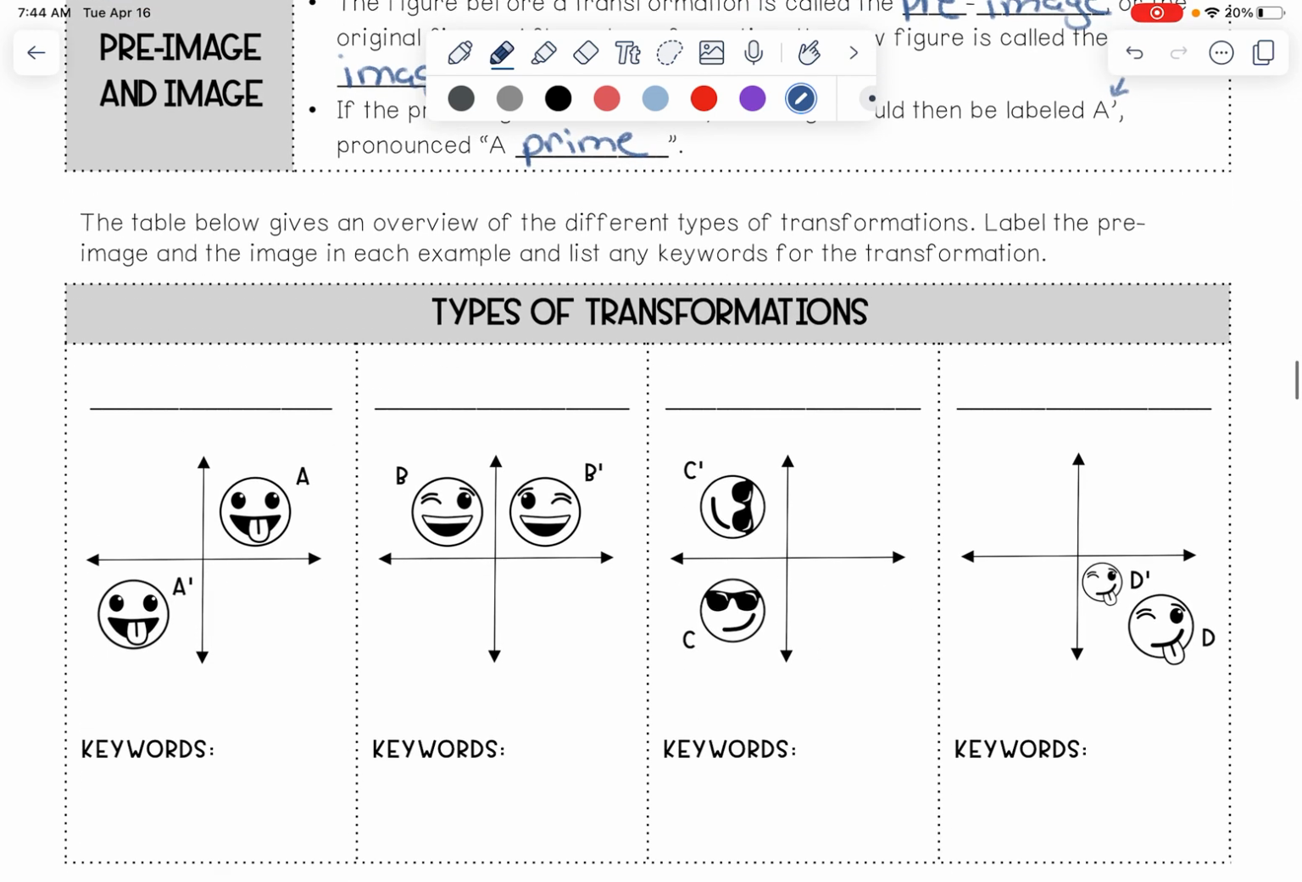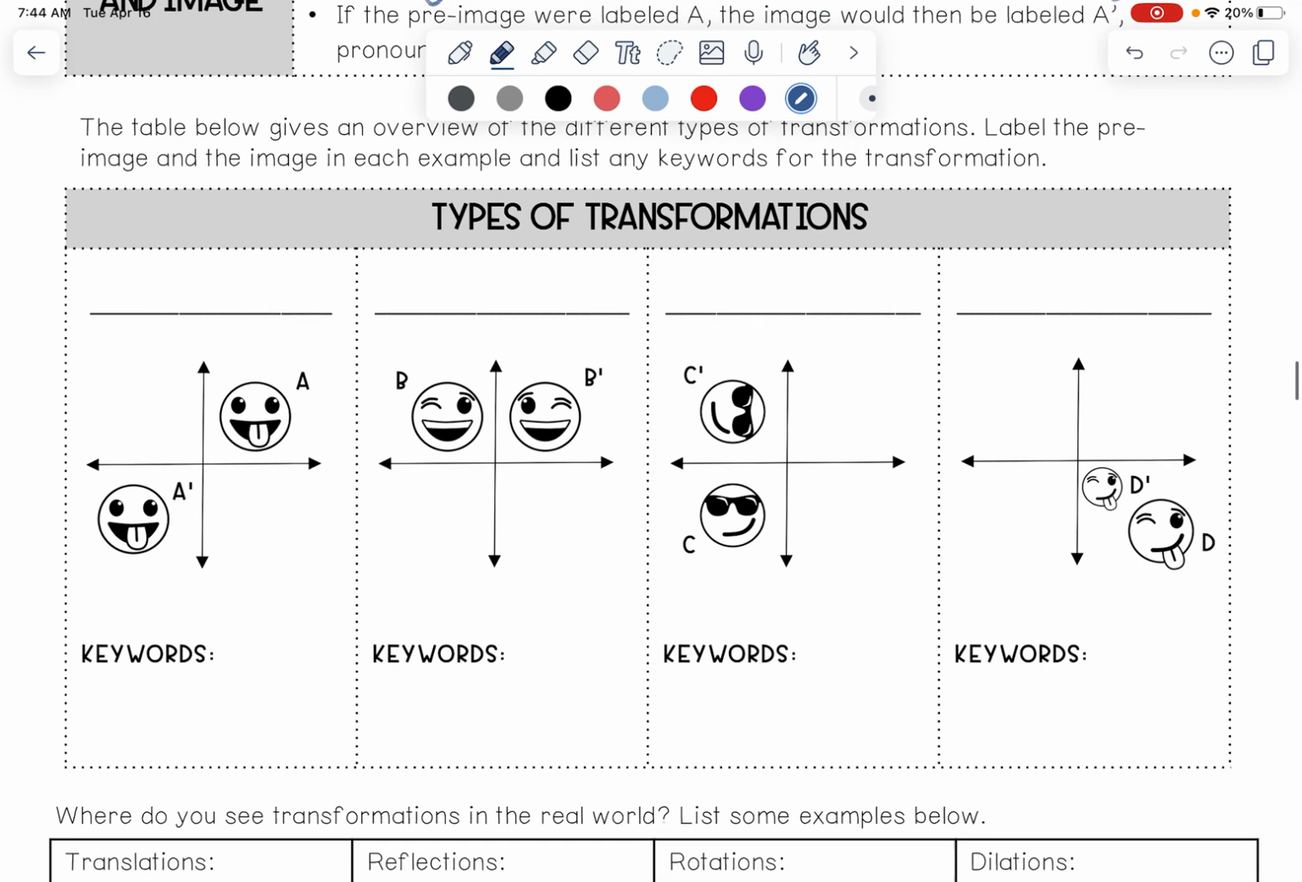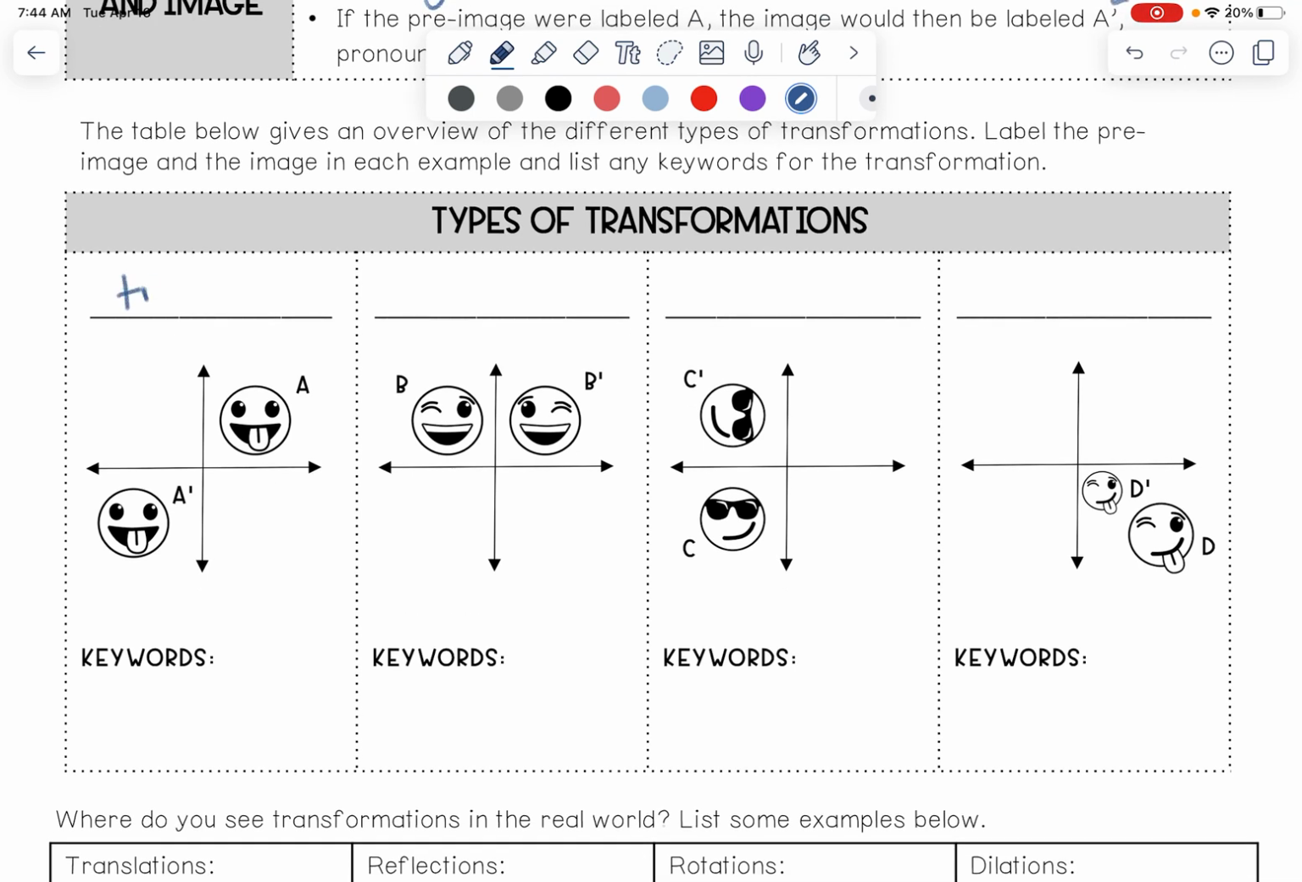The table below gives an overview of the different types of transformations. Label the pre-image and the image in each example and list any keywords. So the first one is going to be a translation. This is our pre-image. This is our image. And a translation is going to be a slide or a move. We are just moving it to its new place.